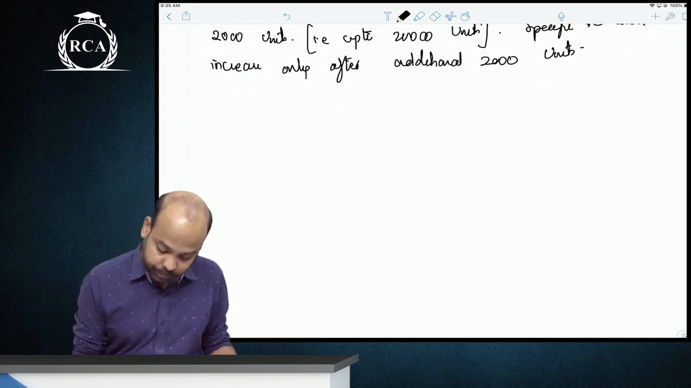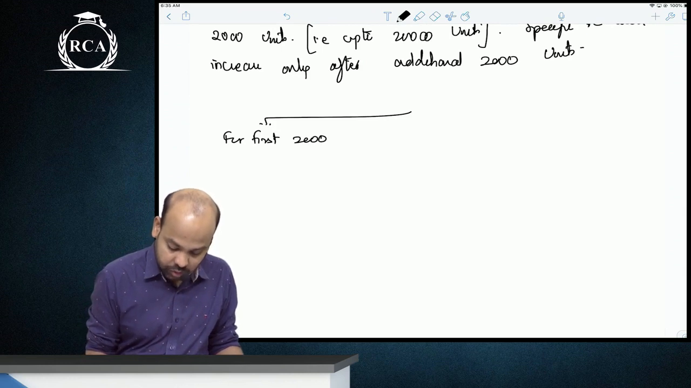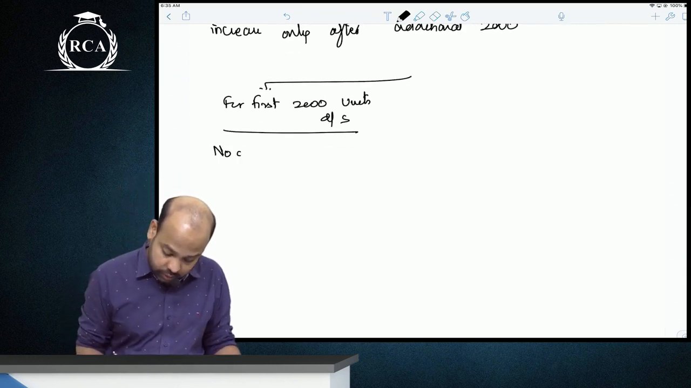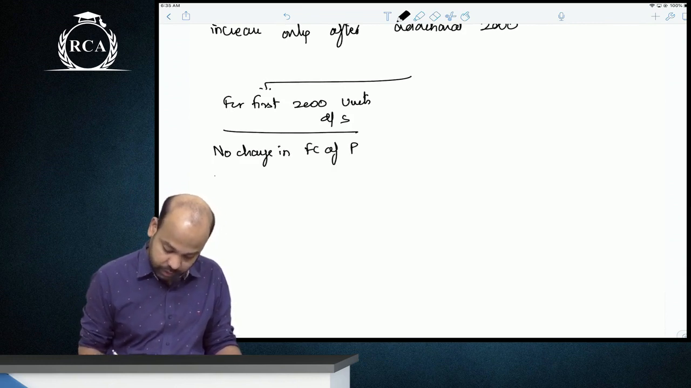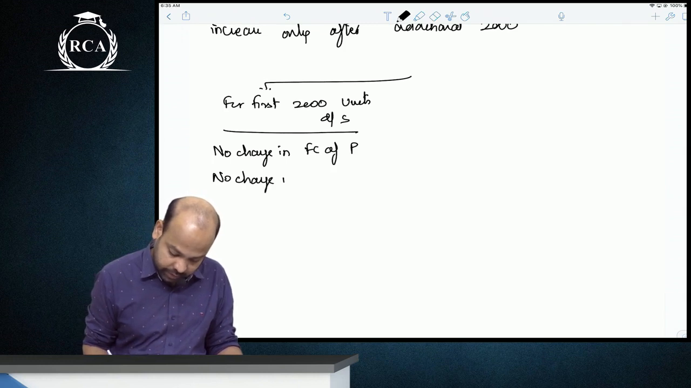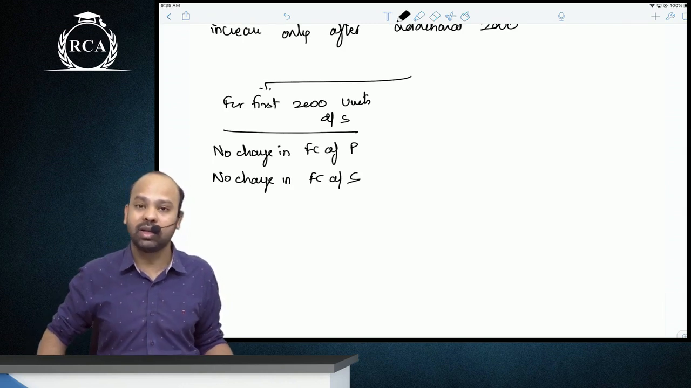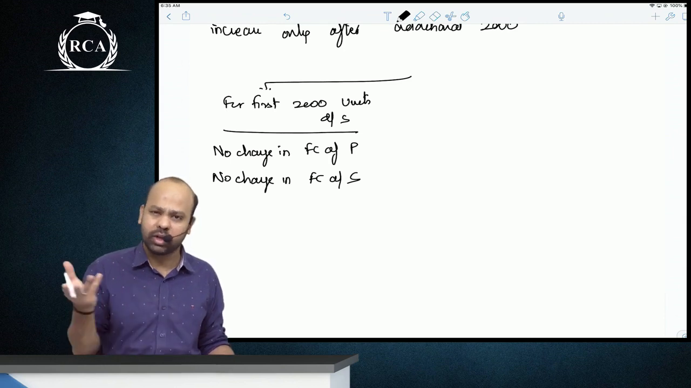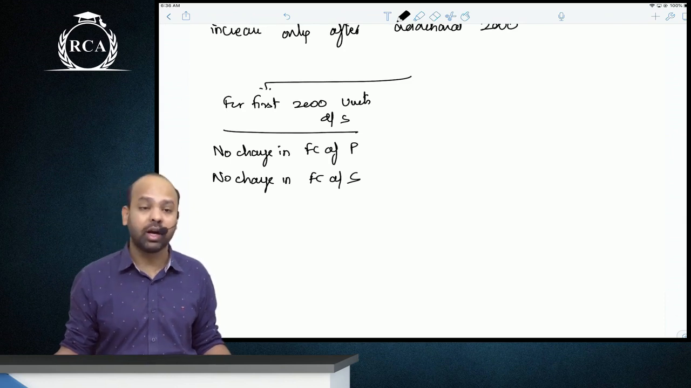Now guys, for the first 2,000 units of S, meaning additional units of S, there is no change in fixed cost of P, there is no change in fixed cost of S. From 7,333 units I will be reducing product P's production to 5,333 units. So there is still no change in production of product P.